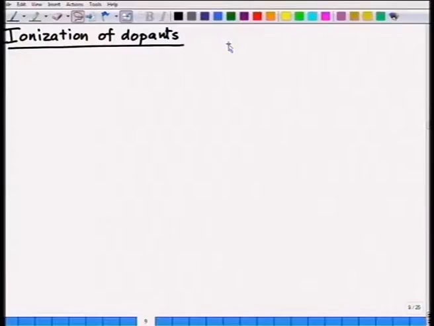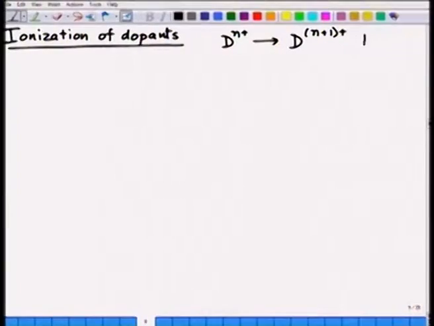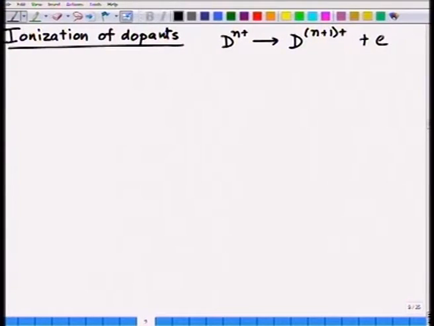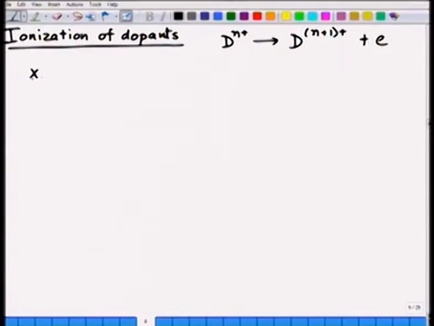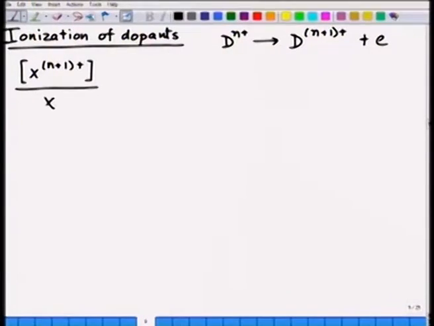I have any dopant, a donor dopant. Let's call it D. D exists right now in charge state n plus. This n plus may be equal to 0 also, so n may be 0 also, as I have written in my example earlier. And what happens is that it becomes D in one additional positive charge state, plus an electron. Suppose this happens, then without deriving, I will give you an expression for the number of D. I will just define the symbol in a second.